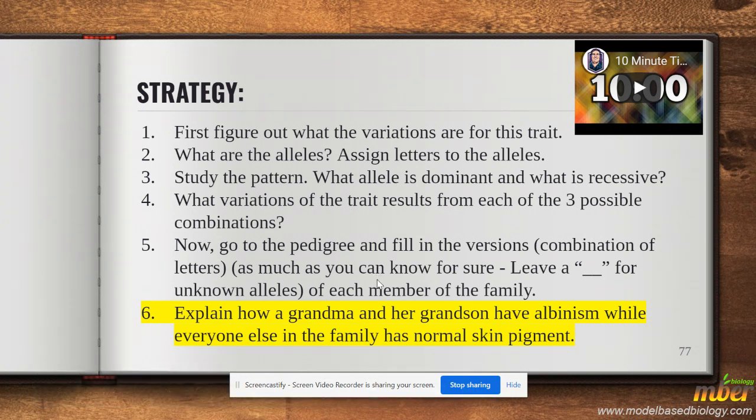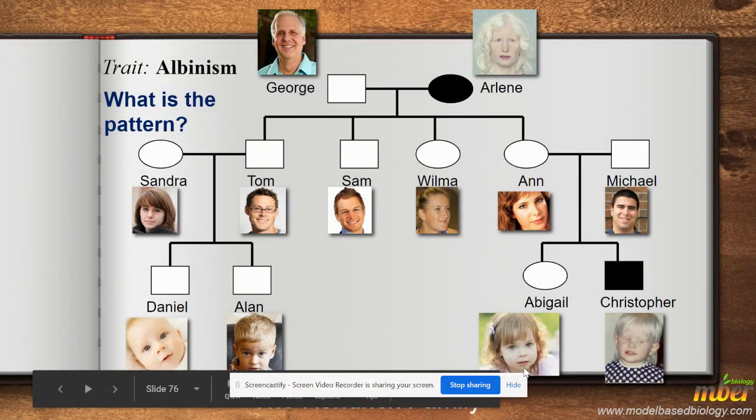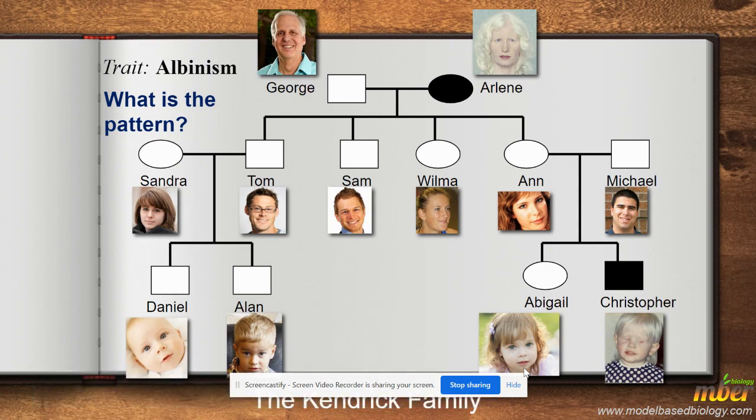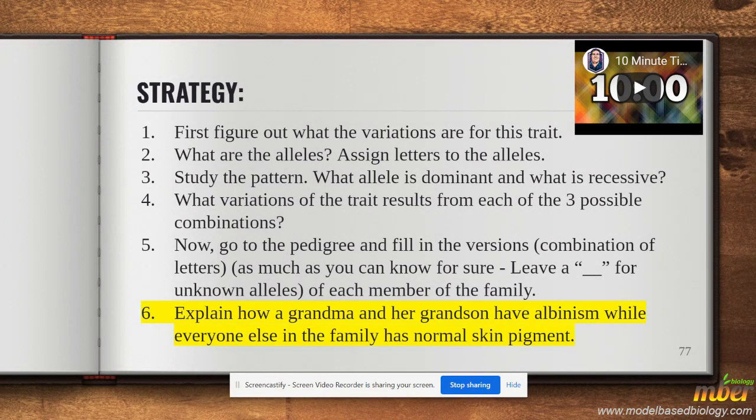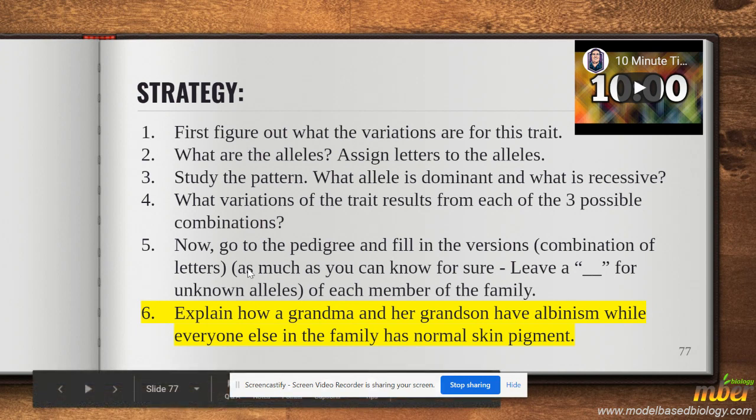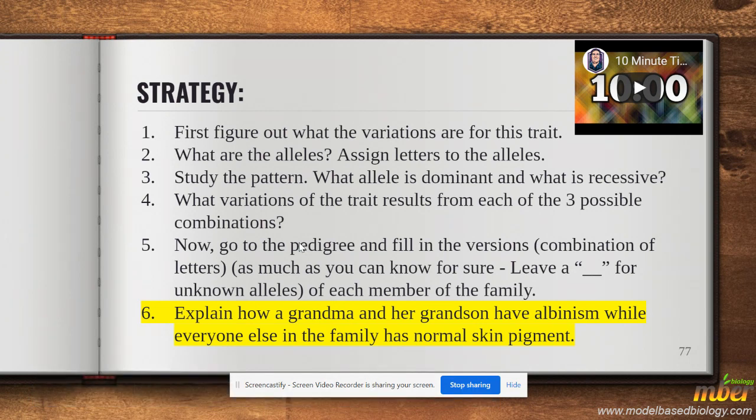So what you're going to do is figure out what the variations are for this trait. Based on this, I'll say either they have albinism or they don't, so there would be 2. What are the alleles? Assign letters to the alleles. Study the pattern. What allele is dominant and what is recessive? What variations of the trait result from each of the possible 3 combinations? Now, go to the pedigree and fill in the versions, a combination of letters. As much as you can know for sure, leave a space like that for unknown alleles for each member of the family. So we're going to explain how the grandmother and her grandson have albinism while everyone else in the family has normal skin pigmentation.